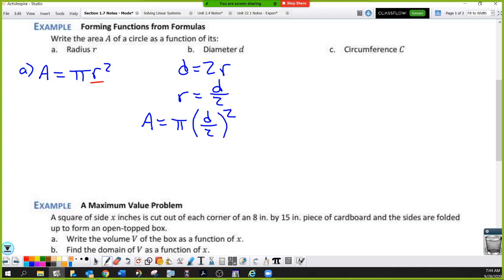Pi r squared. And you might as well go ahead and square that fraction. Let's give you d squared over 4. Pi d squared over 4. Or pi over 4 d squared, whatever. Pi is the top of the fraction, 4 is the bottom of the fraction.